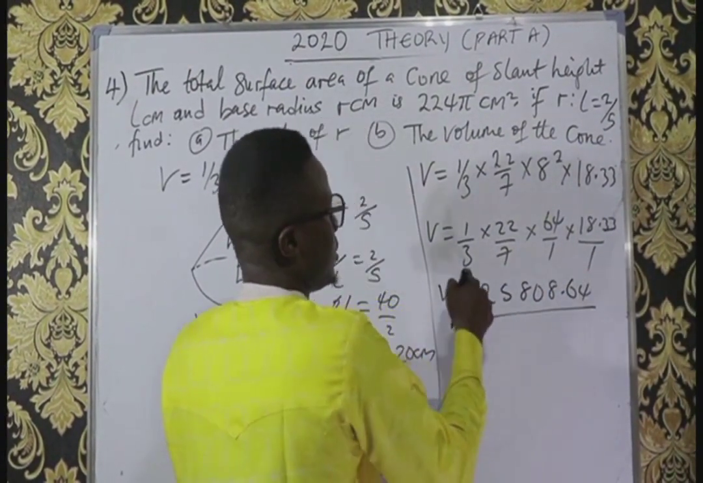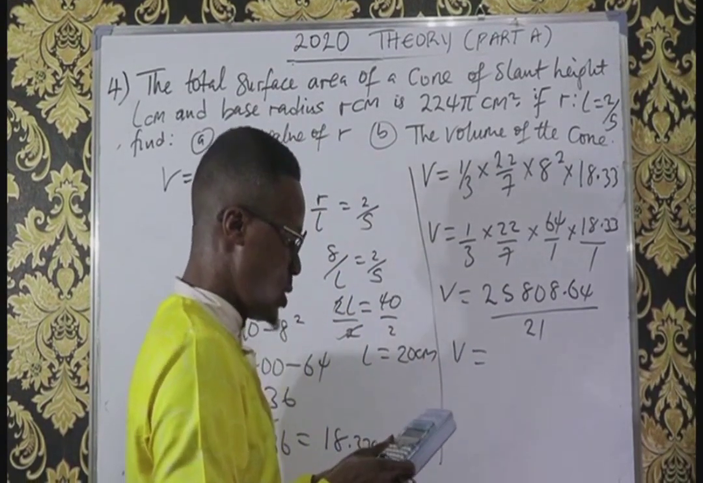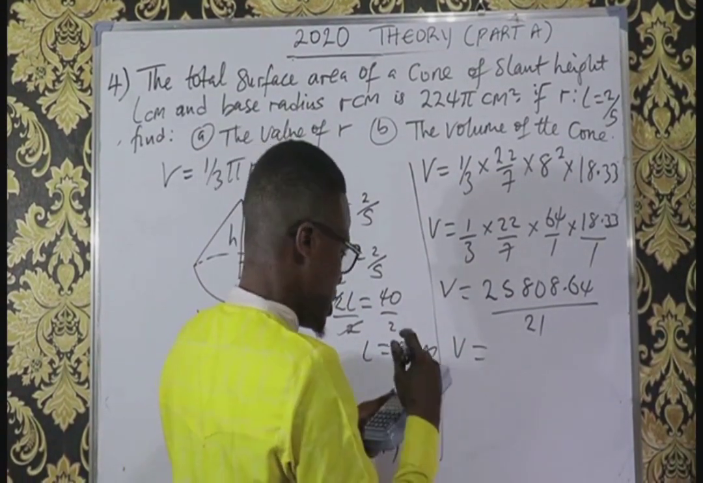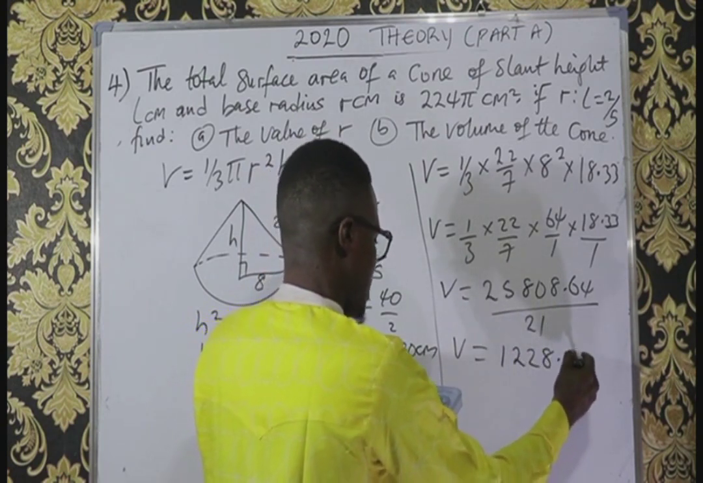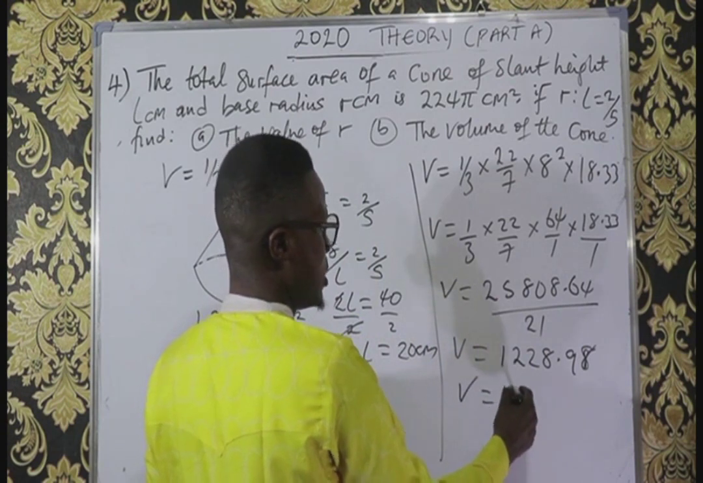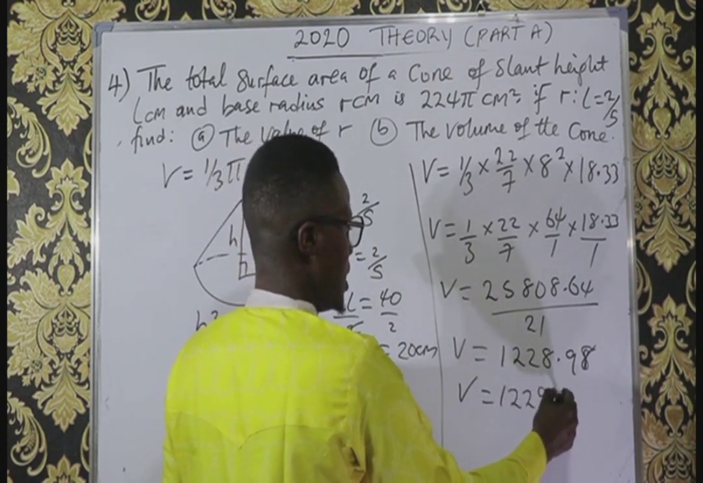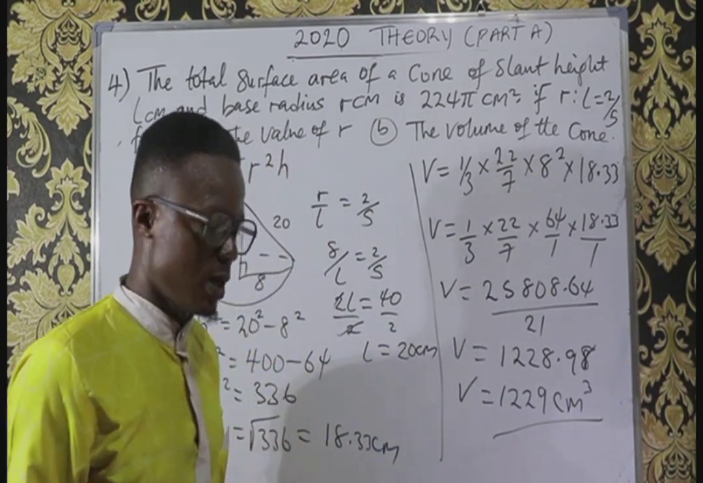It will give us 25808.64. 3 times 7 is 21. So if I divide by 21, I will get 1228.98. To the nearest whole number, the volume will be 1229 cm³. That is the volume of this particular cone.